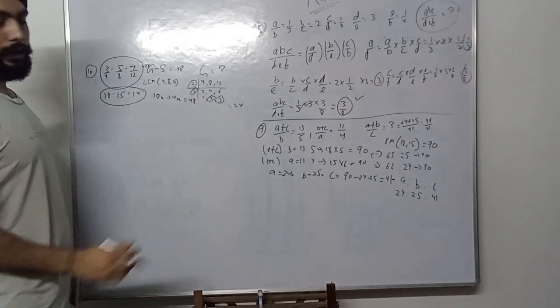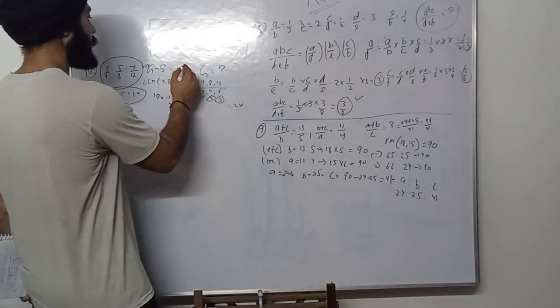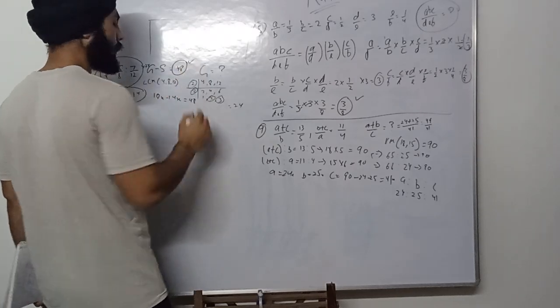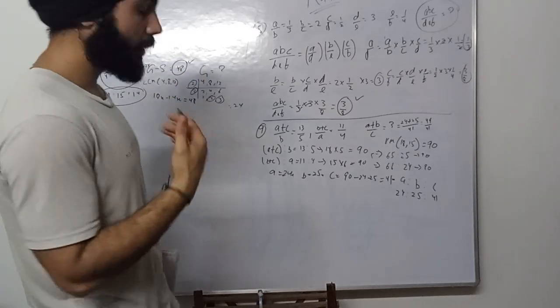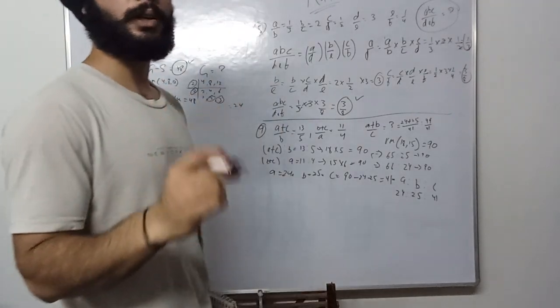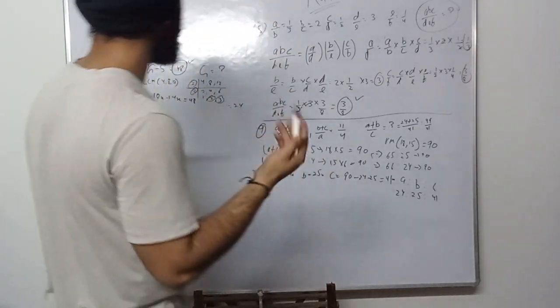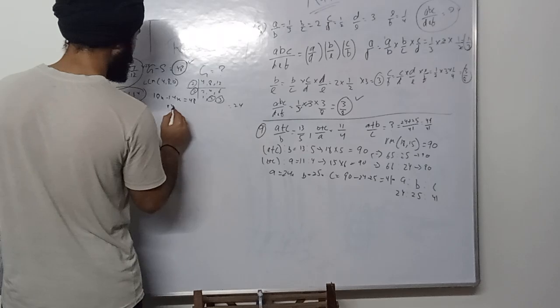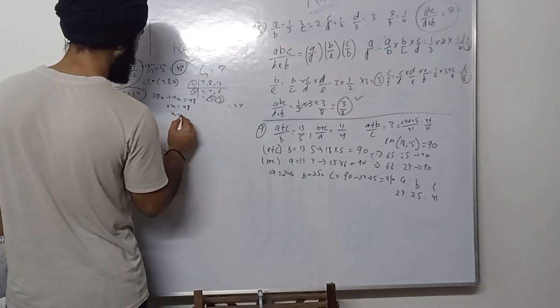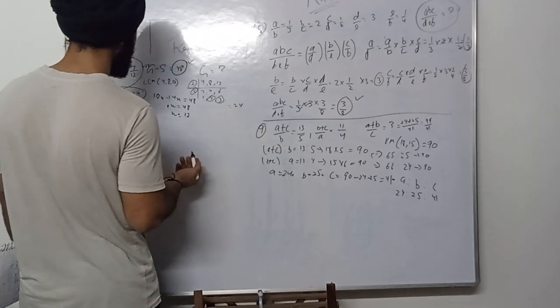Why did I use x here? Because we don't have the exact value. When we don't have the exact value, we can't guess it is 18 or 14. We have to let it be the x value. So we need to find the x. So 4x is equal to 48. x will be 12.